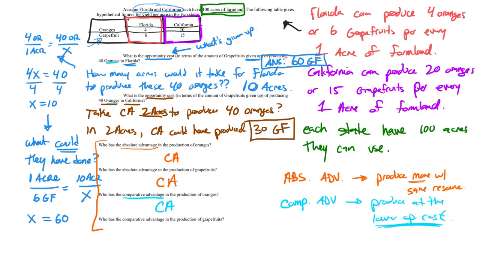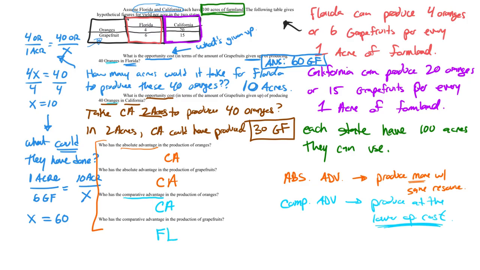Now, we could do this whole thing over again to find the opportunity cost for grapefruits, and maybe your professor would want you to do that, but I'm going to give you a shortcut. When it comes to comparative advantage, you're going to have one country, state, person, whatever it is, one economic agent will have the lower opportunity cost and the comparative advantage in one good, which means the other one will have the comparative advantage in the other good. So there you have it.